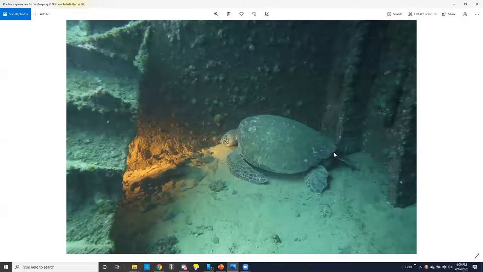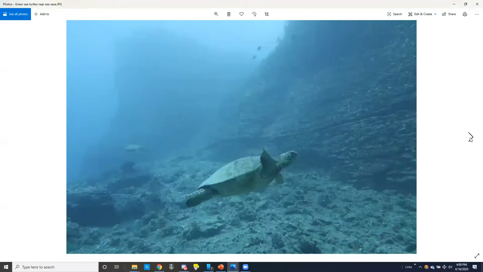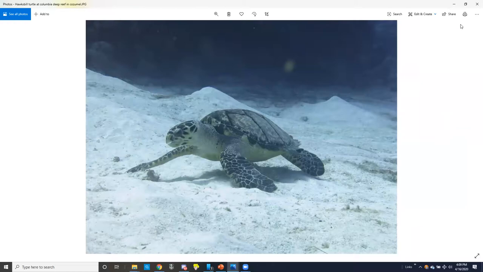You see how this is a green sea turtle, right? And those marginal scutes on the side, they're not pointed and sharp, but this hawksbill is not the same. Now let me remember, hawksbill.